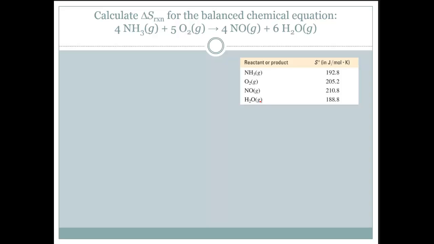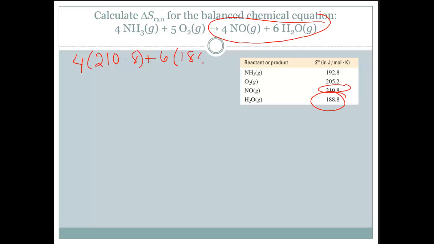So first thing we're going to do, the products minus reactants, so it's always going to be the right side minus the left side. We can sum up the right side. So we have 4 times NO, which is right here, 210.8, plus 6 H2O, and we're going to multiply that out and add it together, and that comes out to be 1976 joules per Kelvin. Because of the moles out here with the coefficients, the unit of moles cancels out, so we only have joules per Kelvin when we're done.